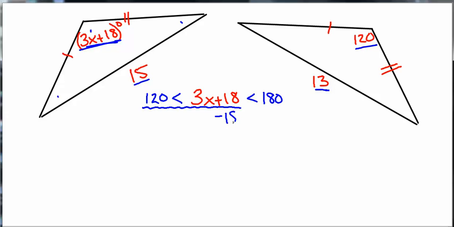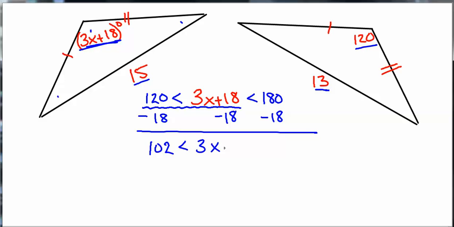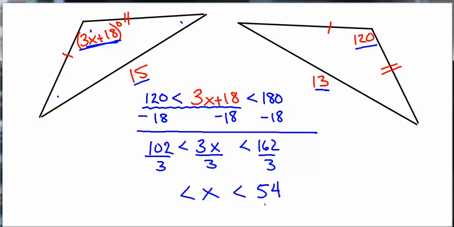Subtract 18 everywhere. What's that, 102? It's less than 3x, which is less than 162. Divide everything by 3. Somebody get a calculator out, please. This one is 54. And the other one is 34. So x is greater than 34 and less than 54.